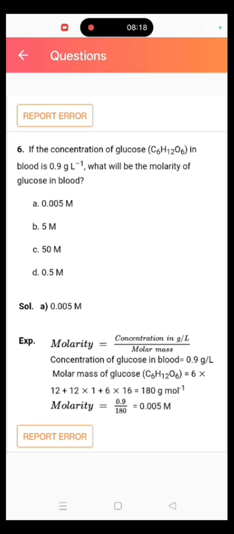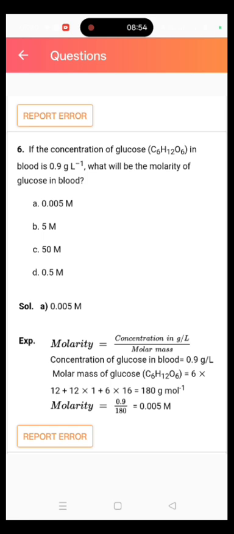First of all, they have given the concentration of glucose, that is 0.9 gram per liter. Then molar mass we need to calculate. So molar mass is equal to what? C6H12O6. So 6 into 12 plus 12 into 1 plus 6 into 16, and we will get molar mass as 180 gram per mole. Now what is the equation for molarity? It is number of moles divided by volume of solution in liter.